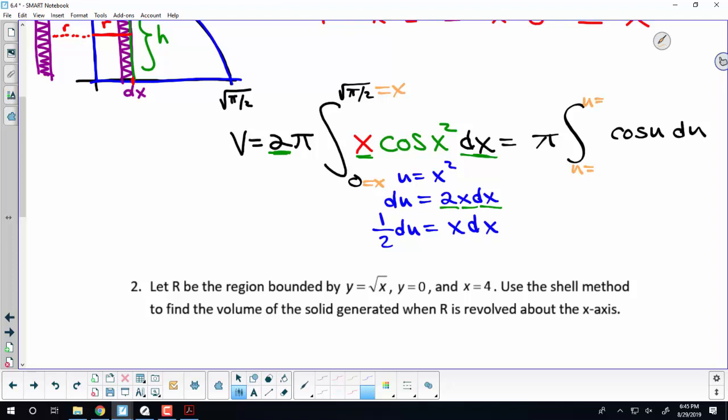Okay. So if our lower limit, x equals 0, 0 squared is 0, so u is 0. Our upper limit, if x is square root of pi over 2 and we're squaring that, that just gives us pi over 2. So u is pi over 2. So that's much easier than what we're dealing with.